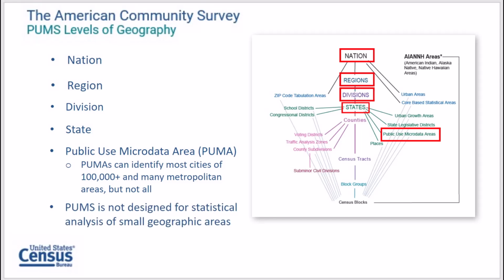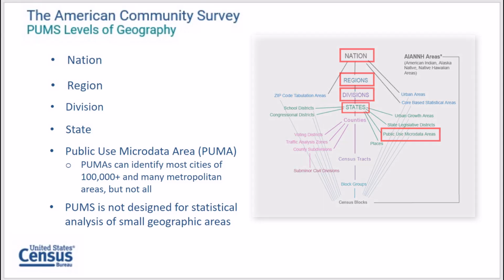PUMS are not designed for statistical analyses of small geographic areas, but the PUMAs can still be used for focused analyses in counties and cities of 100,000 people or more, as well as many metro areas. Census Academy has a Data Gem video tutorial to walk you through using the GeoCorr website, complete with a demonstration on converting PUMAs to counties and vice versa.